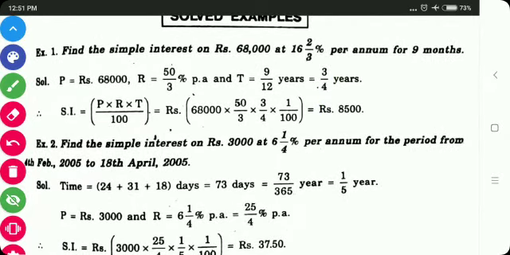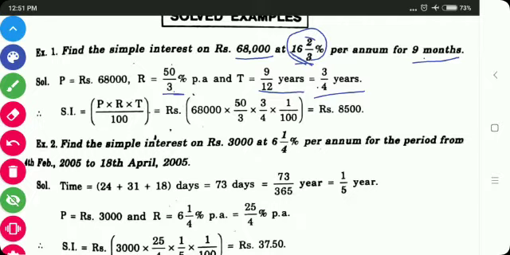Find the simple interest on 68,000 at 16 and 2/3% per annum for 9 months. So here the rate is 16 and 2/3. We will convert this mixed fraction into a fraction. 16 threes are 48 plus 2 is 50, so it is 50/3. Rate is 50/3% per annum. Time is given in months, so we will have to convert months into years. So it is 9/12 years, meaning 3/4 years. So here your principal amount is 68,000, rate is 50 upon 3%, time is 3 upon 4 years.